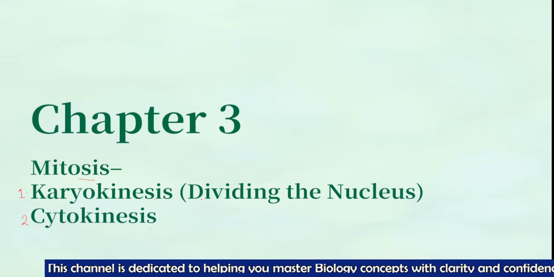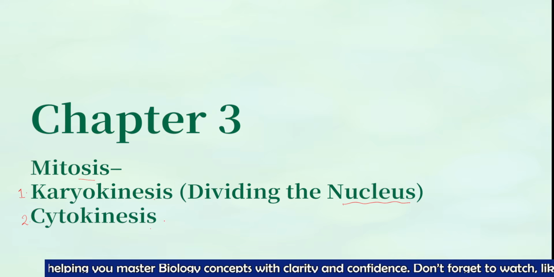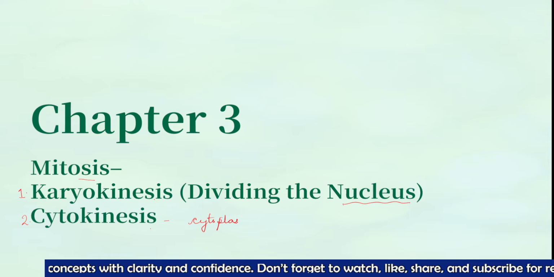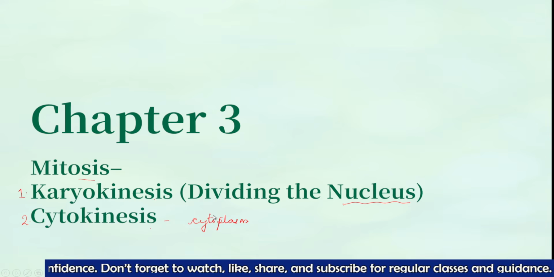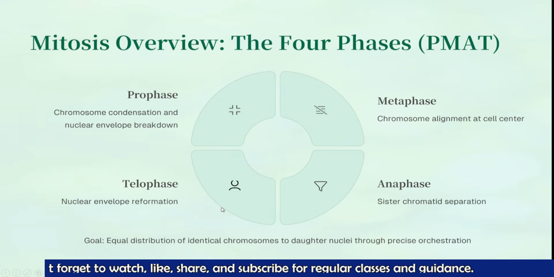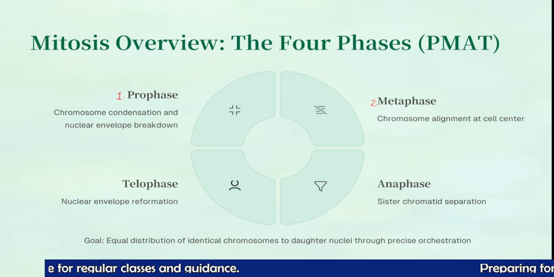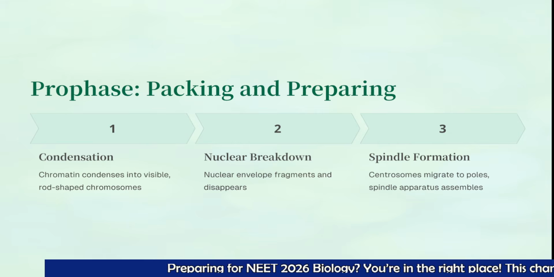What is karyokinesis? It is the division of the nucleus, followed by the division of cytoplasm, which is known as cytokinesis. Okay, so we will first discuss the different points under karyokinesis. Karyokinesis again consists of four phases: one is the prophase, then metaphase, third is the anaphase, and the fourth one is the telophase. Let's start with the first phase, that is the prophase.